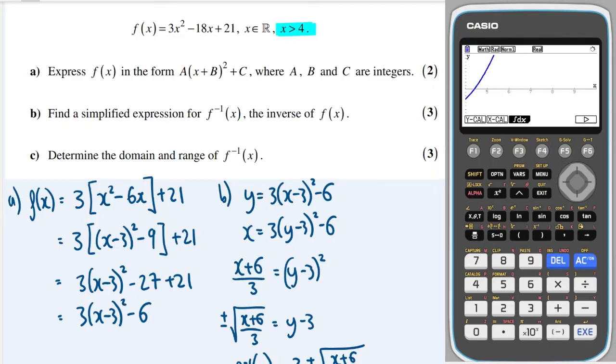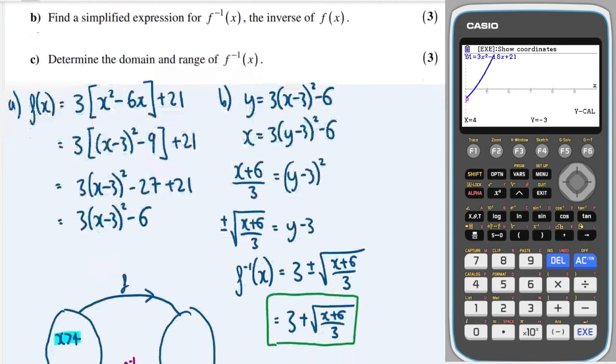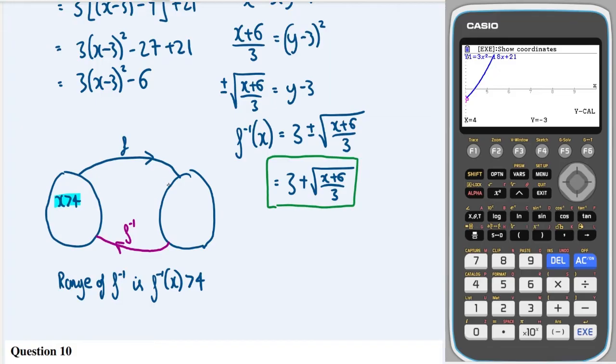We can solve for the y coordinate by subbing in the x coordinate is equal to 4. And it tells us it's -3. So great, that means that the range of f is that f of x is greater than -3. So therefore the domain of the inverse function is that x is greater than -3.